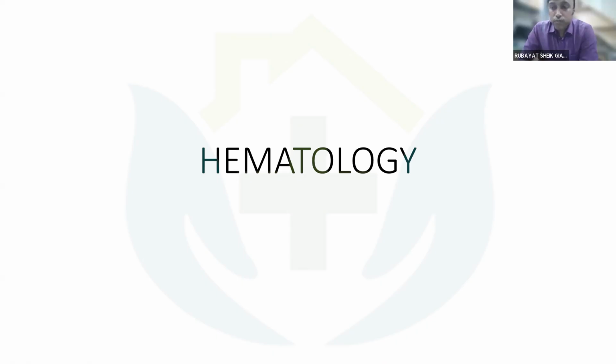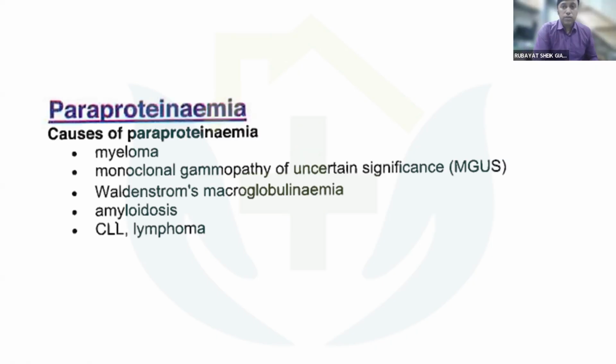I will discuss two important diseases, which are MRCP favorite topics. Basically, I will be discussing multiple myeloma and Waldenstrom's macroglobulinemia. So we know that there are some conditions where abnormal amounts of proteins are formed. They are called paraproteinemias, right? We all know multiple myeloma. We all know MGUS, monoclonal gammopathy of uncertain significance, Waldenstrom's macroglobulinemia. These are important topics for MRCP hematology, especially.